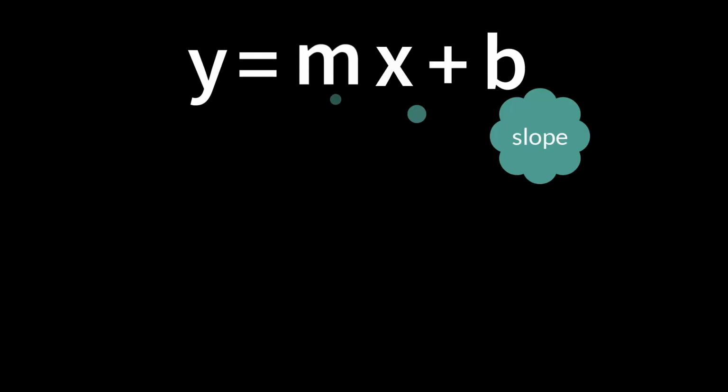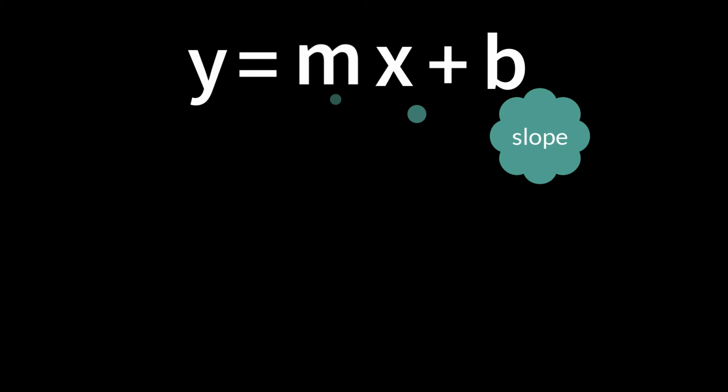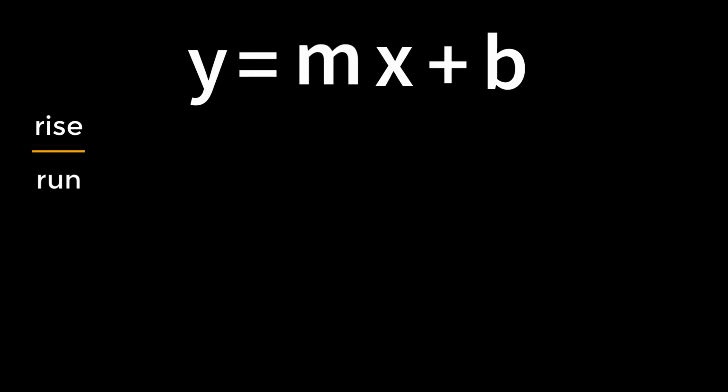The m represents the slope of the line. The slope refers to how flat or steep the line is. You may remember the phrase rise over run when we talk about slope. This phrase refers to the difference between each set of points on the line. Between each set of points, how much does the line go up or down? And then go over. How much does it rise, and then how much does it run?